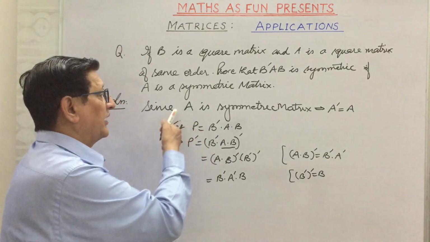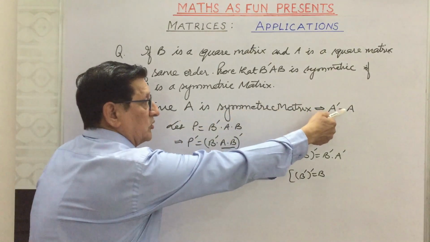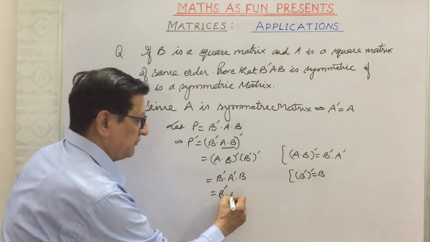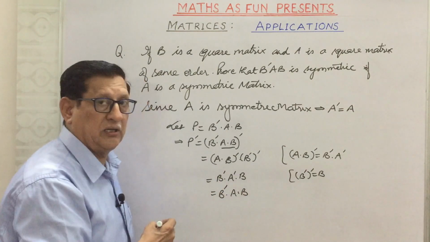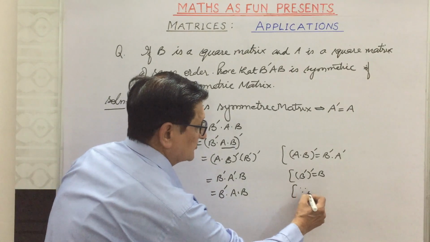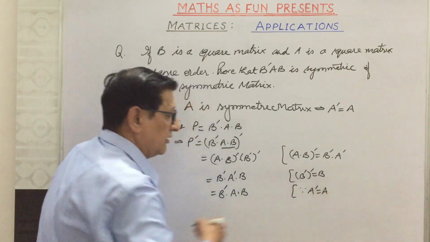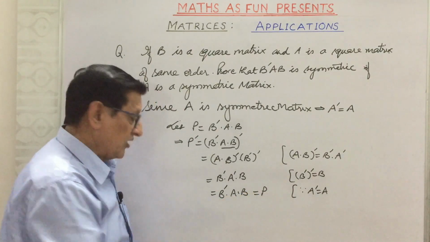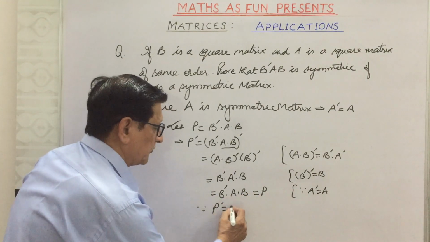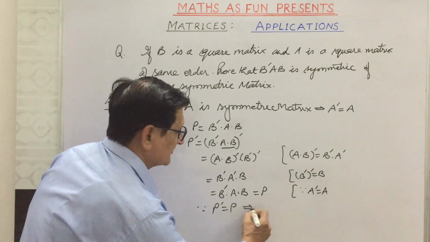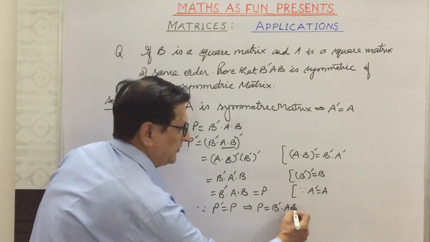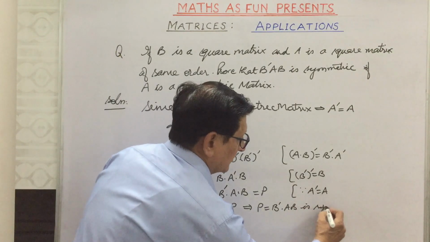Now we know that A dash is equal to A. So can we use that here? If we use, this will be B dash into A into B. And we can write the reason, since A dash is equal to A. And this is what? P. So we have proved that P dash is equal to P, which implies that P, that is equal to B dash into A into B, is a symmetric matrix.